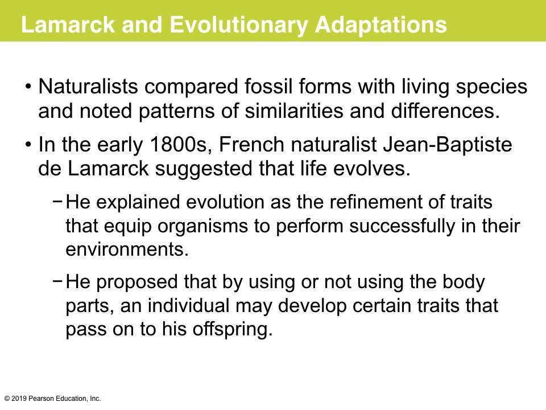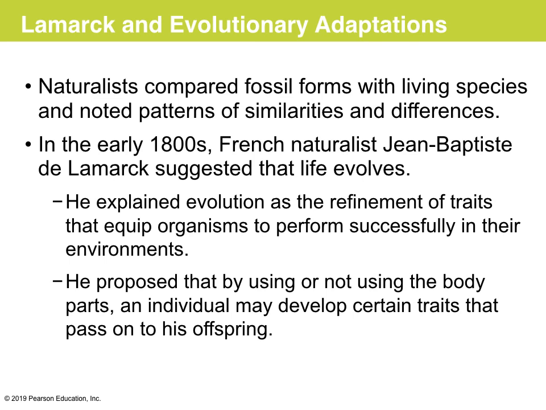And he explained evolution as the refinement of traits that equip organisms to perform successfully in their environments. Now, that part we're like, okay, yeah, that sounds about right. But his mechanism was off. He proposed that by using or not using body parts, an individual would develop certain traits to pass on to the offspring. And the classic example is that of a giraffe.